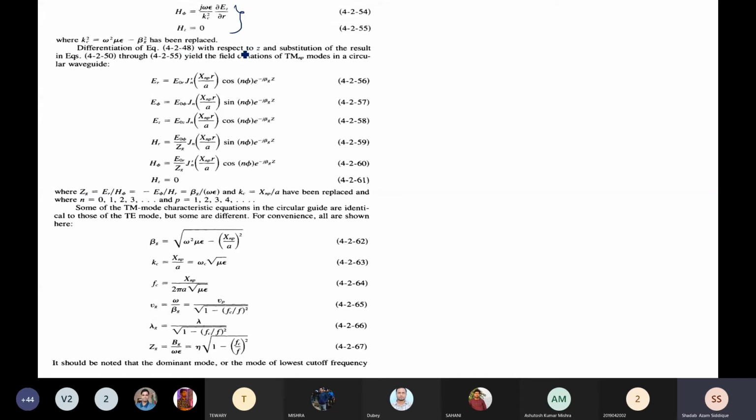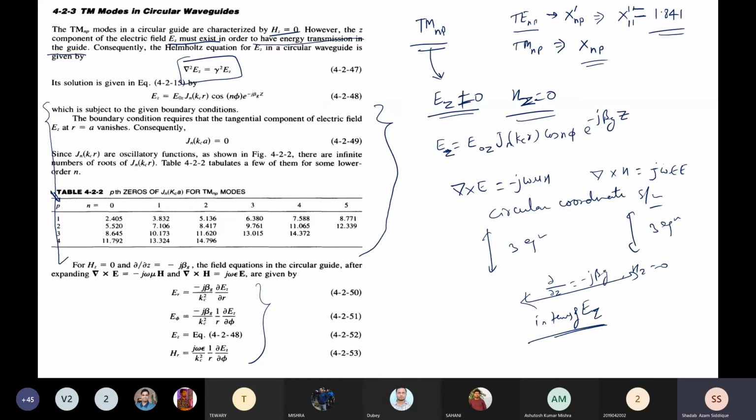The sixth equation can be written here, and we can replace kc square with omega square mu epsilon minus beta g square. We can apply this term for kc square, substitute Ez here, and apply del E by del Ez. So we can substitute, and we will get the sixth equation here. So these six equations can be found from here.